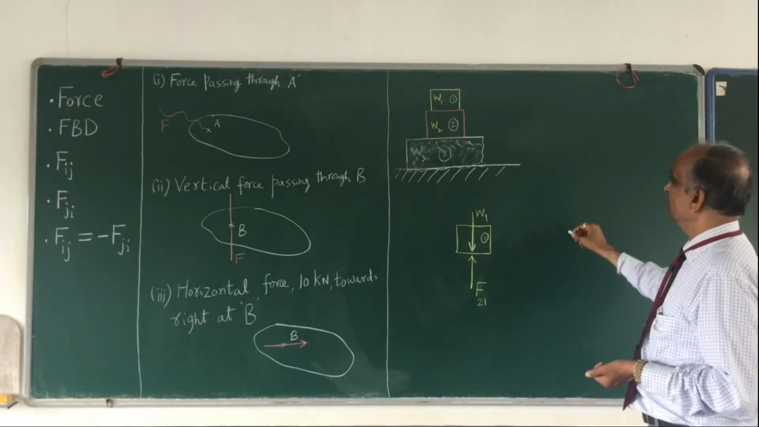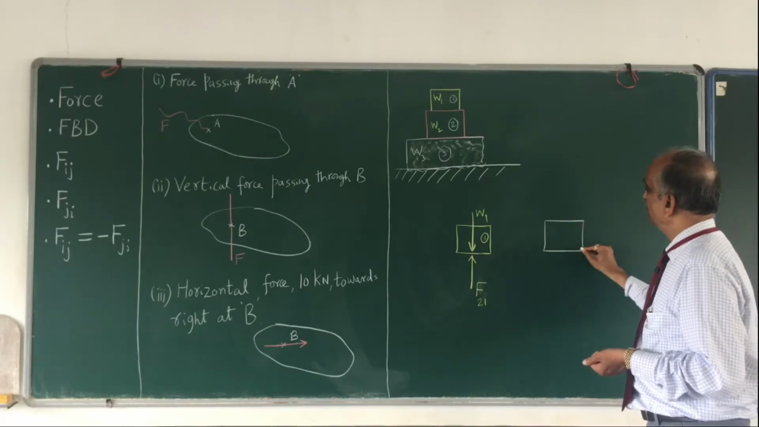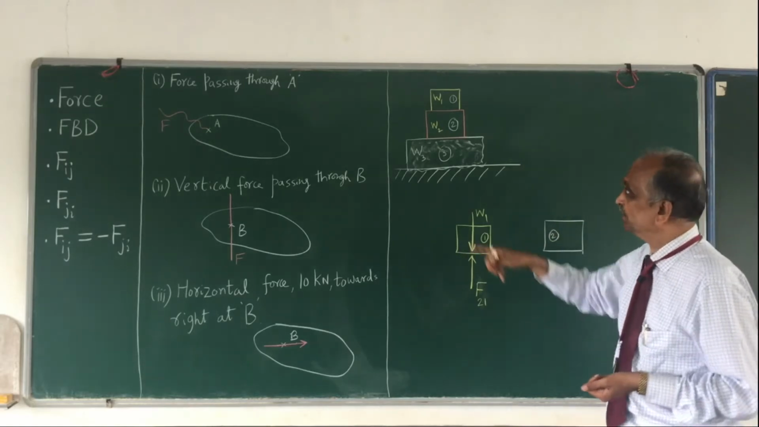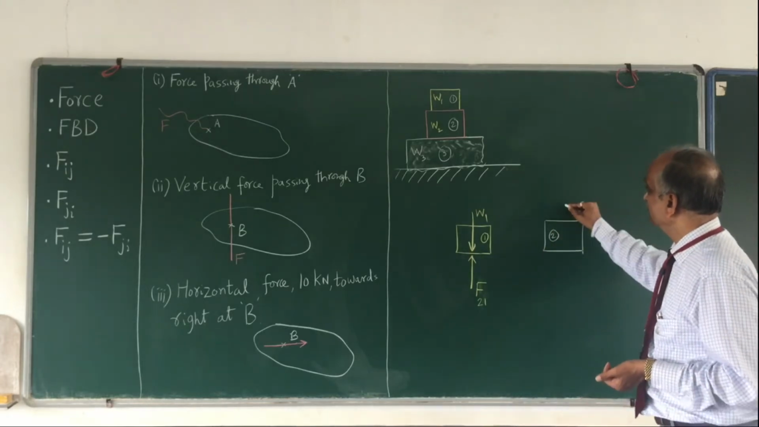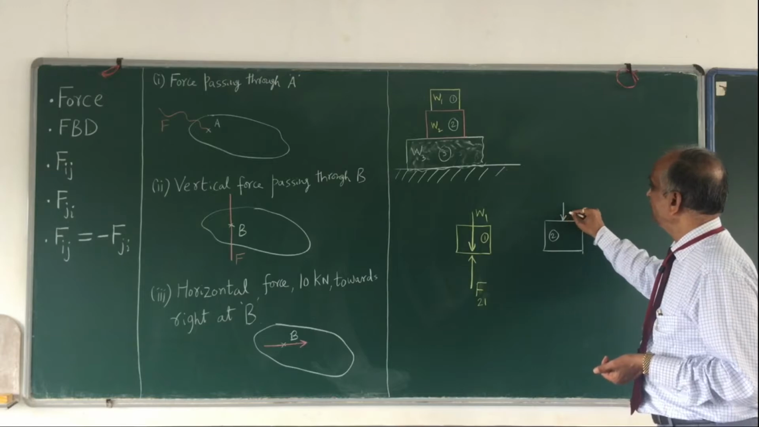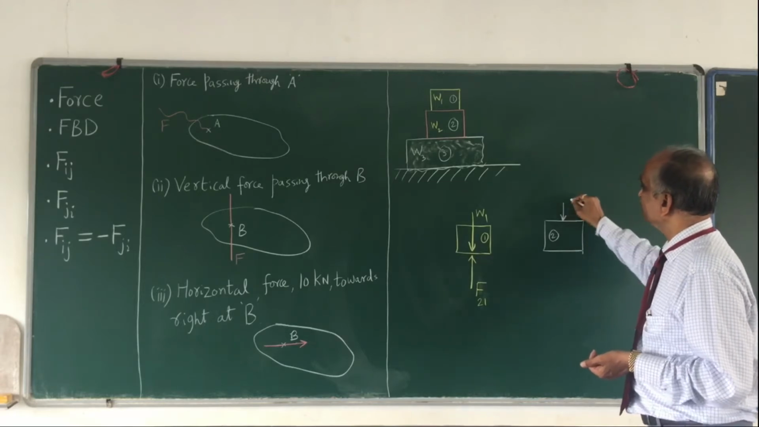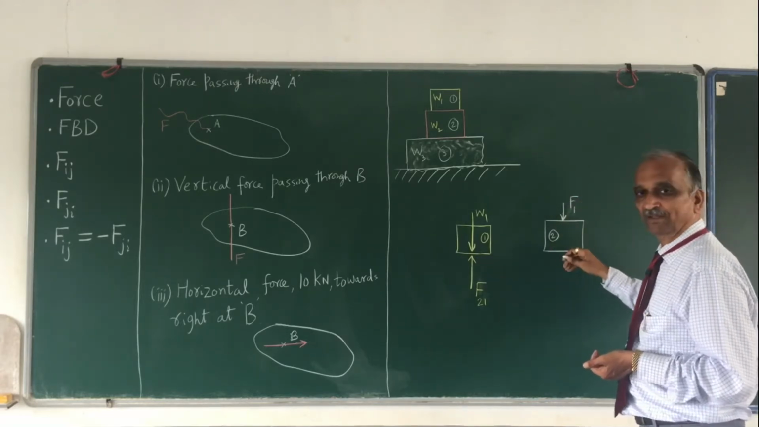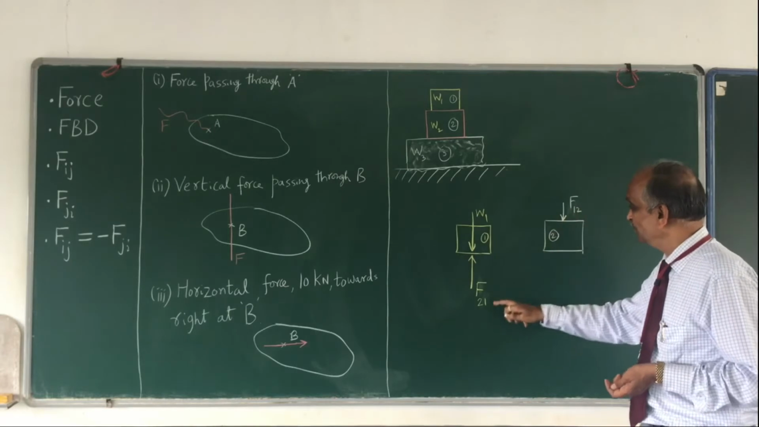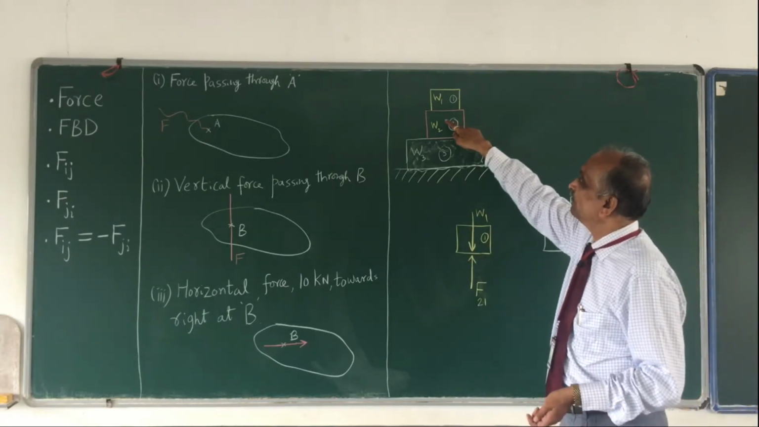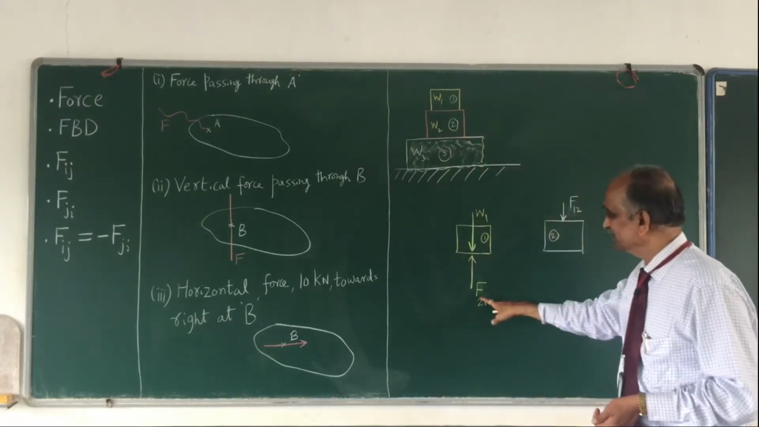Similarly, if I draw the free body diagram of only 2, now isolate body number 2. So this is body number 2. It has to be isolated from 1 acting on 2. There is a force acting on it, which is F12, the force due to 1 acting on 2. Please remember F12 and F21. The effect of 2 on 1 is the same as the effect of 1 on 2; they are exactly opposite.